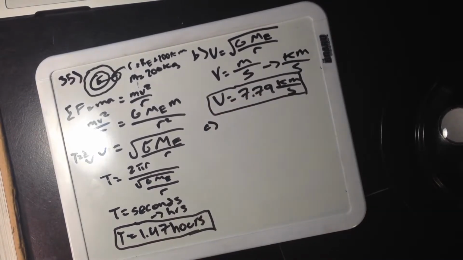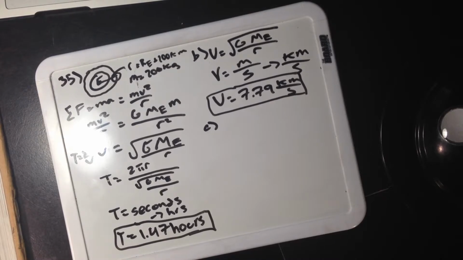C. Starting from the satellite on the Earth's surface, what is the minimum energy input necessary to place the satellite in orbit? Ignore air resistance, but include the effect of the planet's rotation.